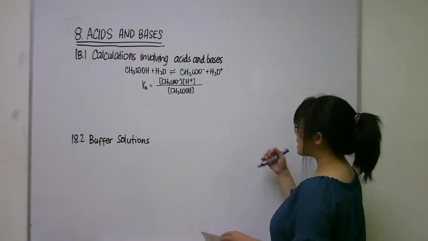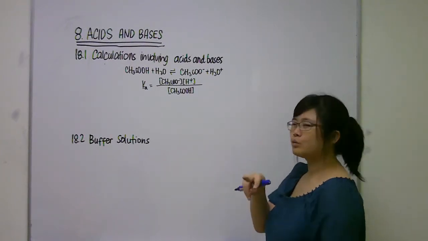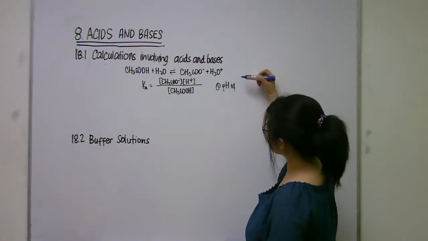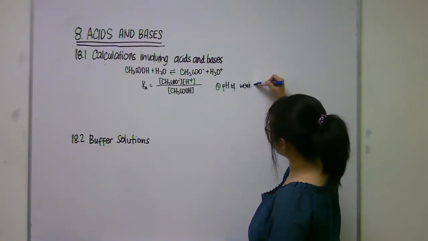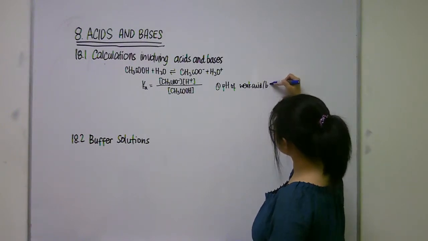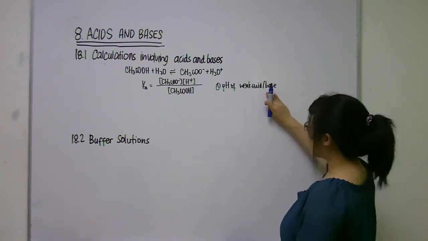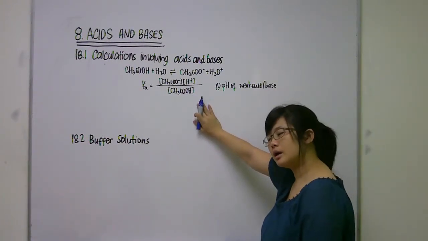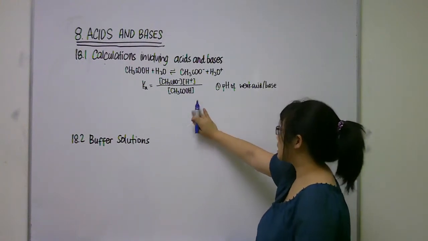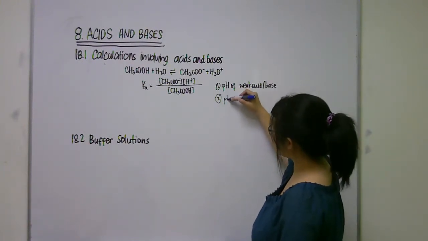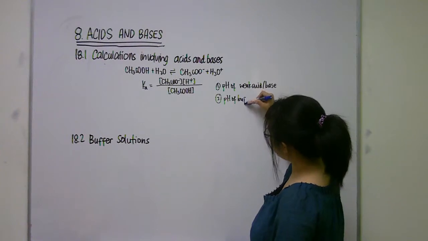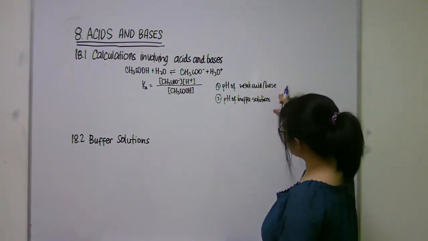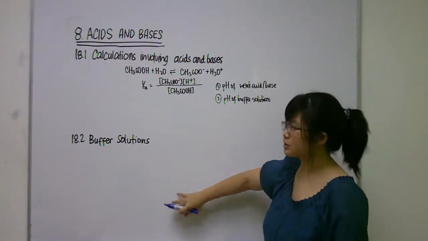So what's the use of this? You can use this expression for two things, okay? One is calculating the pH of weak acids or bases. Of course, if you're using a base, you will use Kb, which is the equivalent expression for bases. Second, you can use this to calculate the pH of buffer solutions. We'll discuss the second method in the buffer solutions section.